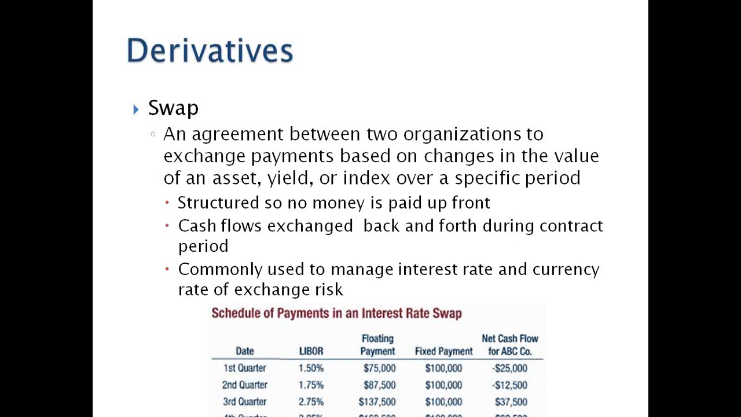And then swaps, which is an agreement between two organizations to exchange payments based on changes in the value of an asset, yield, or index over a specific period. Now, this kind of goes back to when we talked about credit default swaps and things like that. So the idea is that, depending on the organization, you're going to have an agreement in place that they'll basically trade some type of asset or an index, as it talks about. And there's really no money that's going to be paid up front, but the idea is that the cash flows might go back and forth.